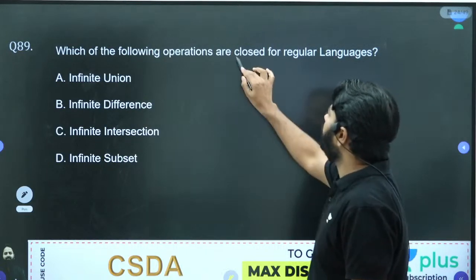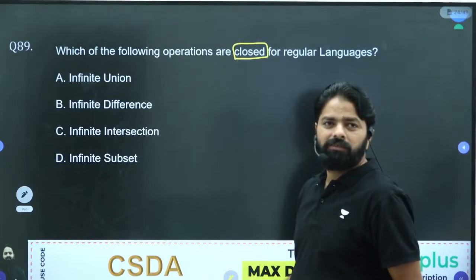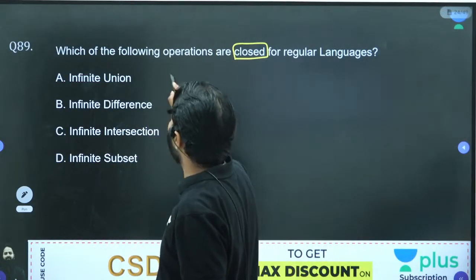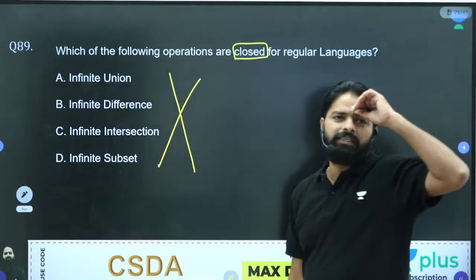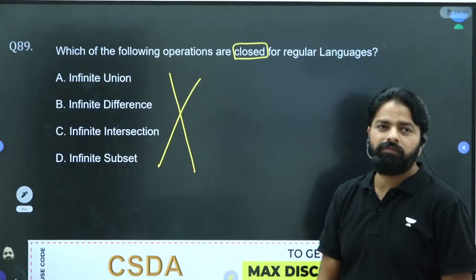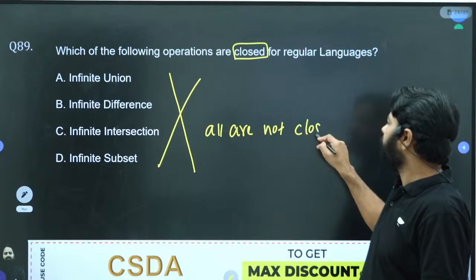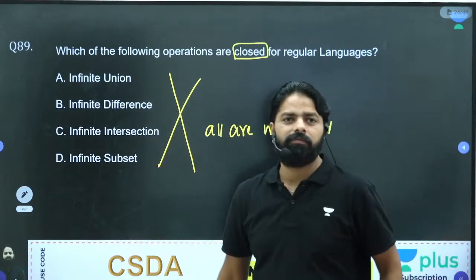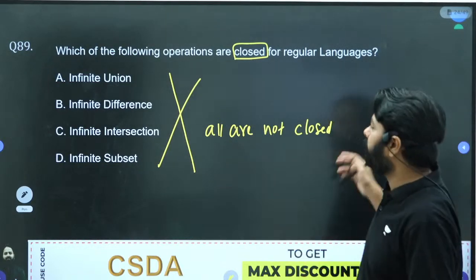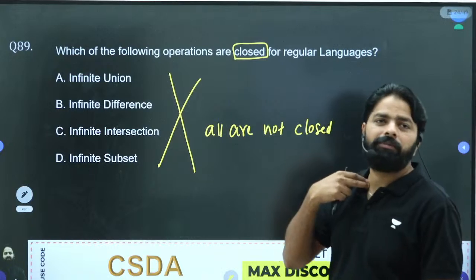89. You need to find closed now. You know that infinite operations are always not closed for regular languages. All of them are not closed. You cannot choose any one of them, right? Of course, in the exam you will have a none-of-these option, so you can choose it. No option matches because all are not closed. All these options given are not closed. You should have an idea, blindly don't choose the options. You should have the idea: infinite union, infinite difference, infinite intersection, infinite subset. When you apply them, the result may not be regular sometimes.